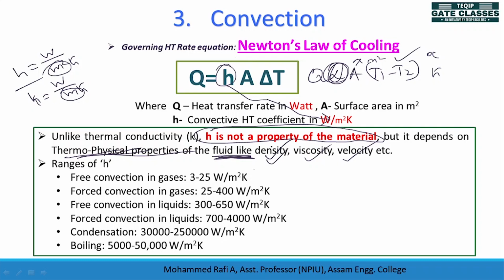The h value simply denotes the convective heat transfer rate. So that is the beauty of the convective heat transfer coefficient. It is not a property of the material. It depends on different parameters. So you can see from the range, convection, forced convection and free convection. Forced convection will always have a higher heat transfer rate.